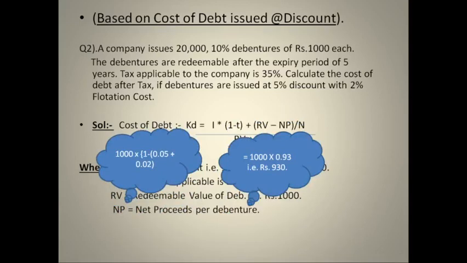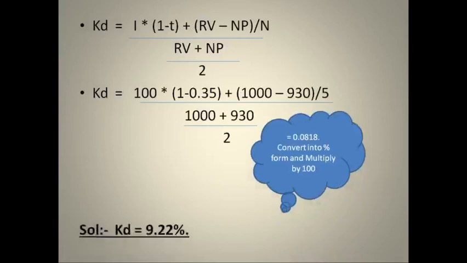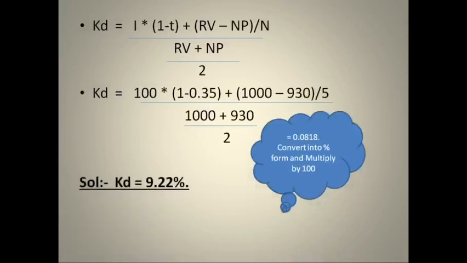Fine. So now what we will do is we will finally find the value of N, which is nothing but the number of years, and in this case the expiry period is given to us as 5 years. So after this we got all the values of I, T, RV, NP and N. Simply substitute those values and bring the final answer. Okay, so the final answer says that the cost of debenture for the issuer is nothing but 9.22%. Alright my dear friends?